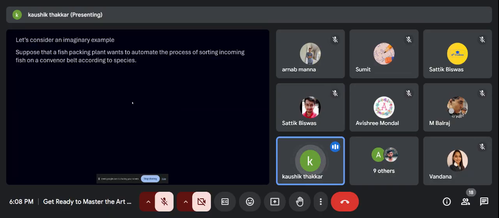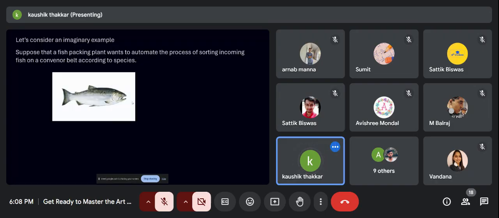Now, for a human to sit and classify them is very difficult, because different species of fish are to be packed in different packets and they have to be transported accordingly. So why not automate this process by using machines? Again, as you can sense, this is nothing but an act of pattern recognition that we will do.